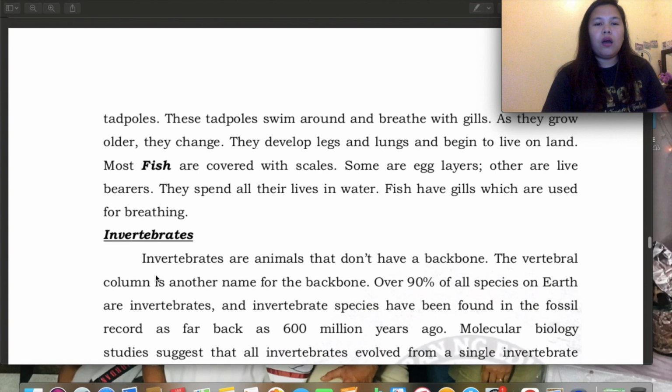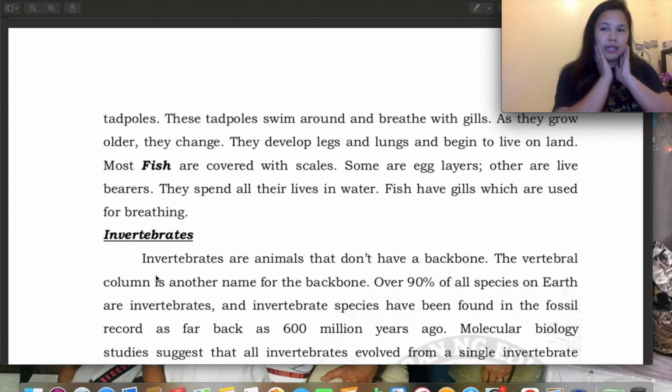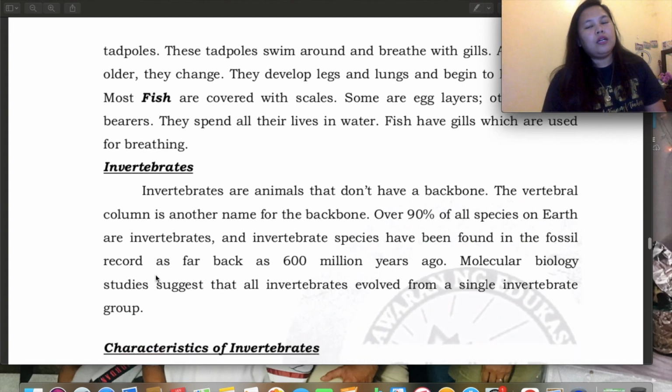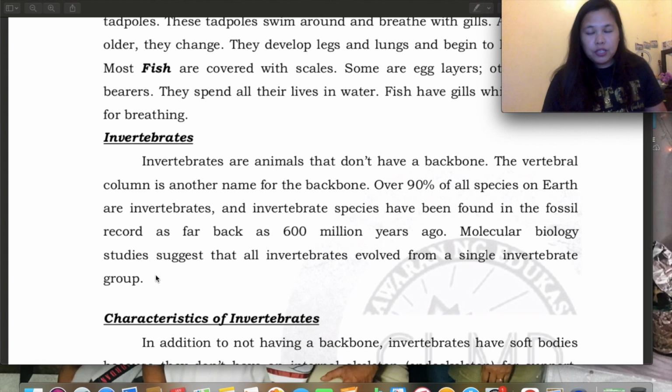So, most fish are covered with scales. Some are egg layers, other leaf bearers. They spend all their lives in water. Fish have gills which are used for breathing. So, ito yung mga isda, yung mga hasang nila, kasi yun ang ginagamit sa paghinga nila doon sa ilalim ng tubig. So, now, invertebrates na tayo.